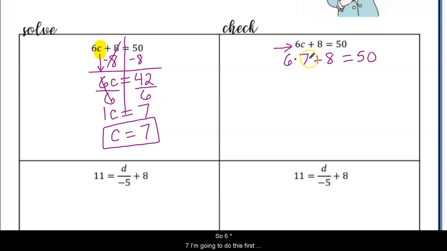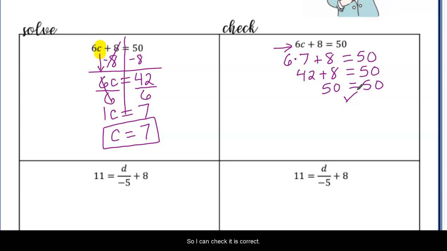So 6 times 7, I'm going to do this first, right? Because when I'm solving an expression or evaluating expressions, I solve using the order of operations. 6 times 7 is 42. I do multiplication before I do addition. 42 plus 8 is 50. And I have 50 on the other side, so I can check. It is correct.